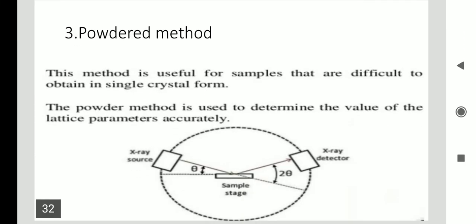Powder method. This method is useful for samples that are difficult to obtain as single crystals, the crystals which are in solid state. For such materials, they are first converted into fine powder, and the fine powder is collected in a particular transparent glass. Thereafter, X-rays are exposed and the rays are diffracted by the crystalline powder atoms.